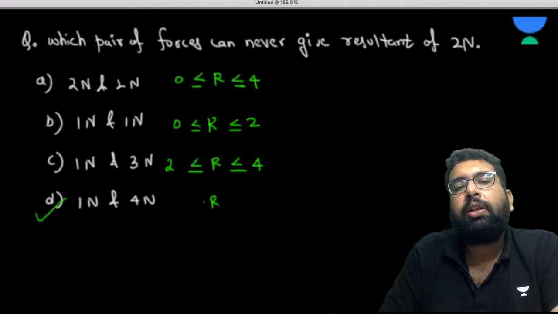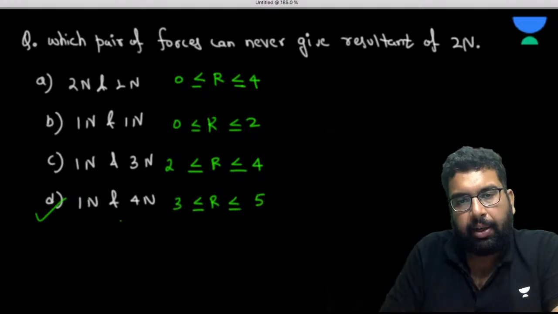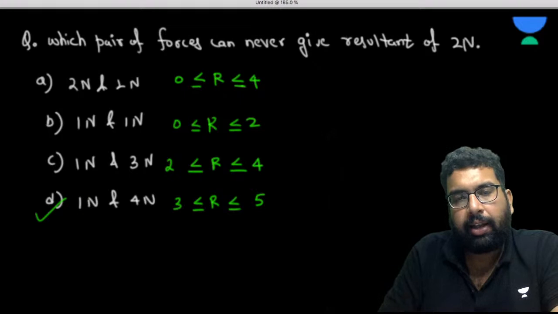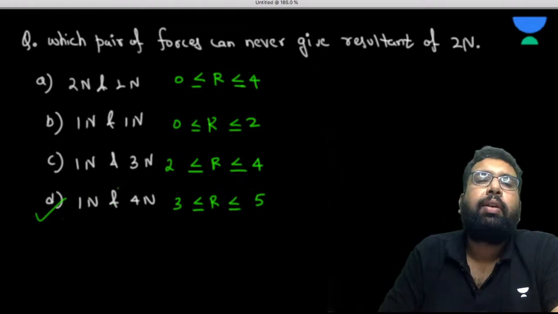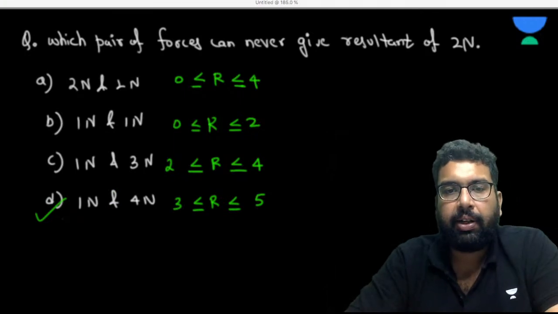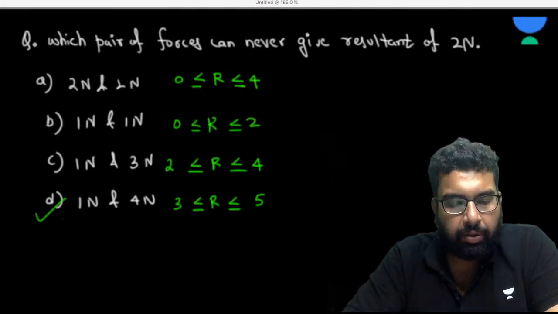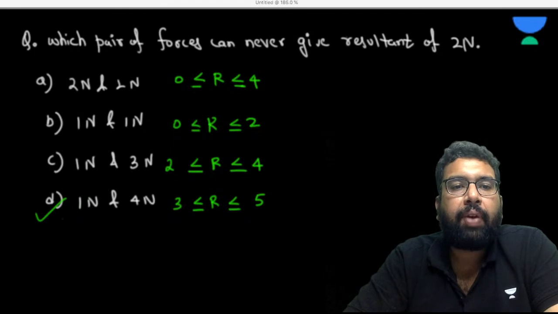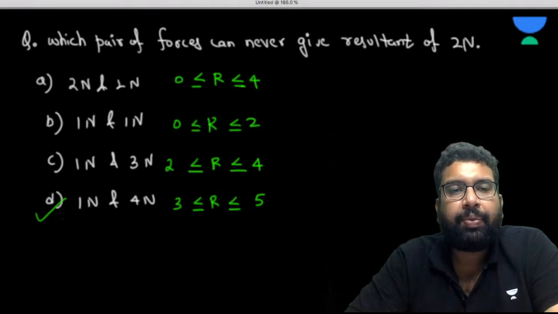So we have seen the zero vector, right? And this is going to be 3 and 5, right? So this is not possible because the resultant will be in the range of 3 and 5. I hope this is fine to you. Okay, now let's move a bit further with this.